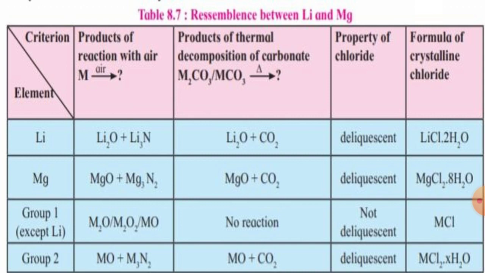Then magnesium carbonate, when heated, gets converted into MgO, magnesium oxide, plus carbon dioxide, while the other elements of group 1 show no reaction. Group 2 metal carbonates, whatever the metal, when heated, get converted into metal oxide plus carbon dioxide.